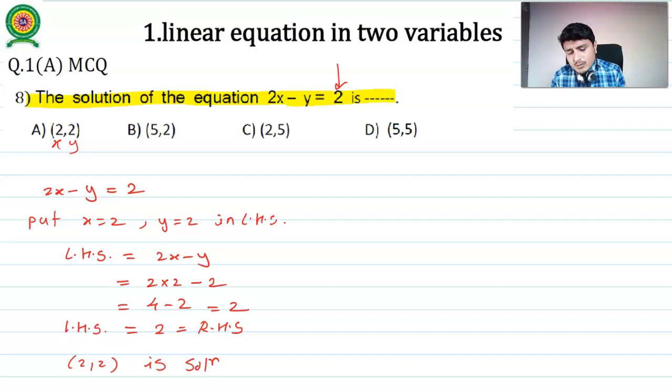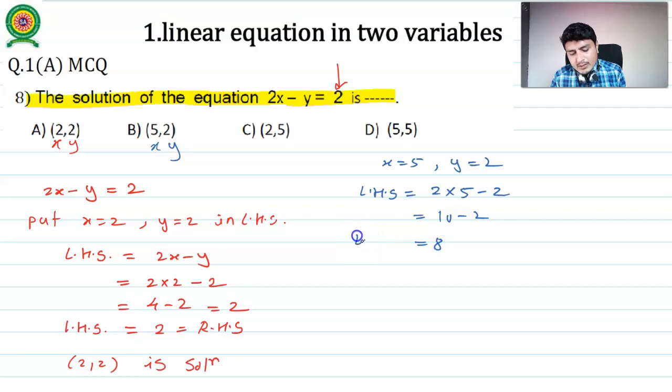Let's try choice B. We have x is 5 and y is 2. Once we replace x by 5 and y by 2 in the LHS of the given equation, we get 2 into 5 minus 2. So 5 twos are 10 minus 2, we have 8. After replacing x by 5 and y by 2, we get 8, which is not equal to our RHS, 2. So we can say 5 comma 2 is not the solution of the given linear equation in two variables.